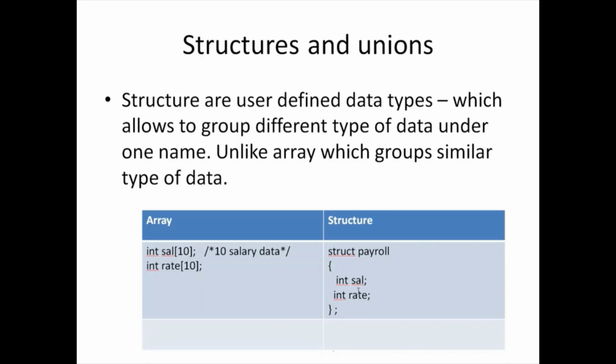But in a structure, I can have one integer and another integer. I can also have one more character in this. The point I'm trying to make here is that in an array you are collecting similar types of data, whereas here you are structuring the data in a more sensible way. And this gives the programmer a very good idea about the structure of the data.